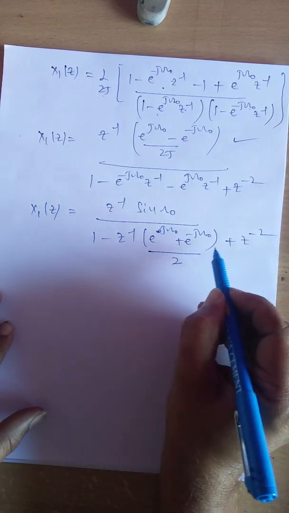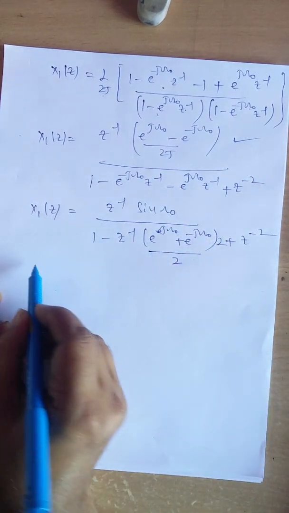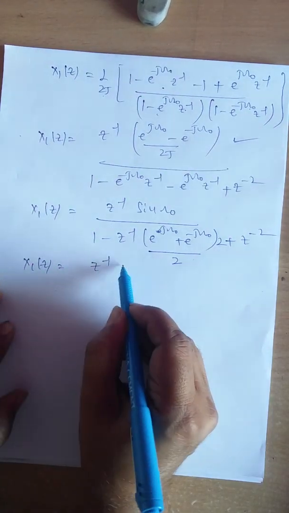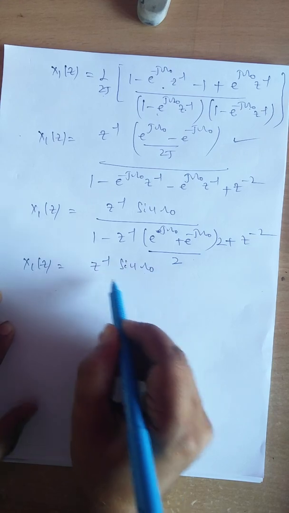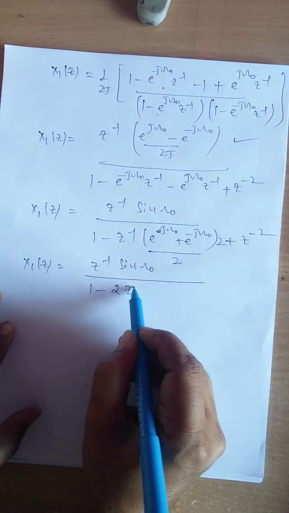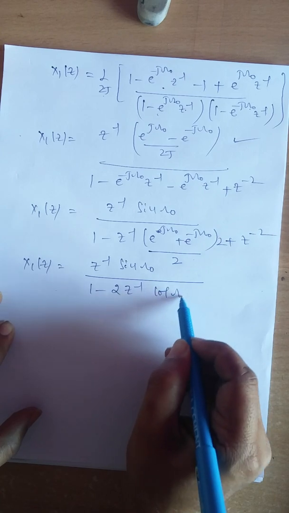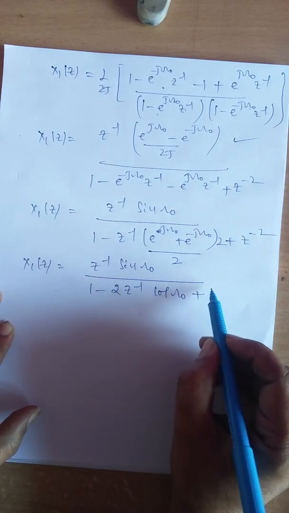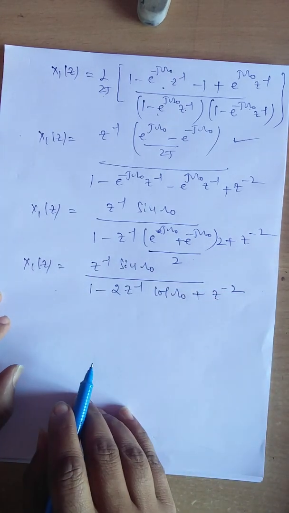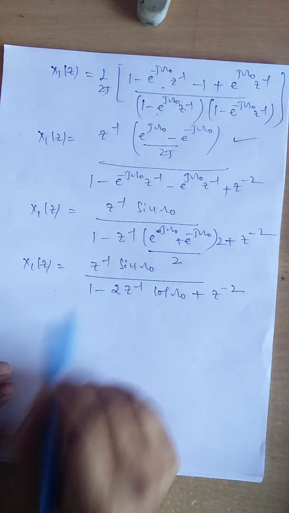So adjust 2 and 2 here, you'll get x1 of z is equal to z inverse sine of omega naught, divided by 1 minus 2 z inverse cos omega naught plus z to the power of minus 2. This is the x1 of z.